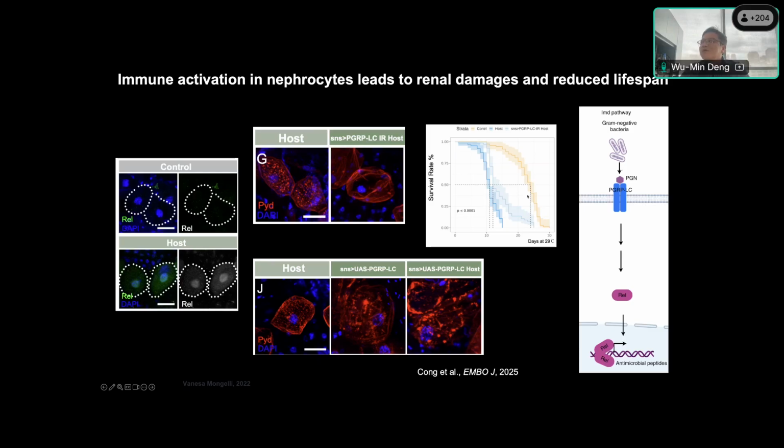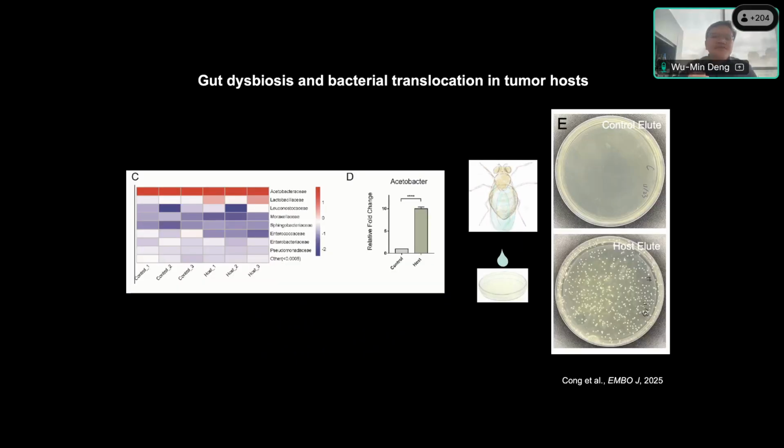So then Fei was curious to see how this IMD gets activated in the tumor host. It turns out that these flies, the tumor host, actually have dysbiosis. So there is a particular type of gut microbiome called Acetobacter that is significantly upregulated. This is a gram-negative bacterium, and it is a potential activator of the IMD pathway.